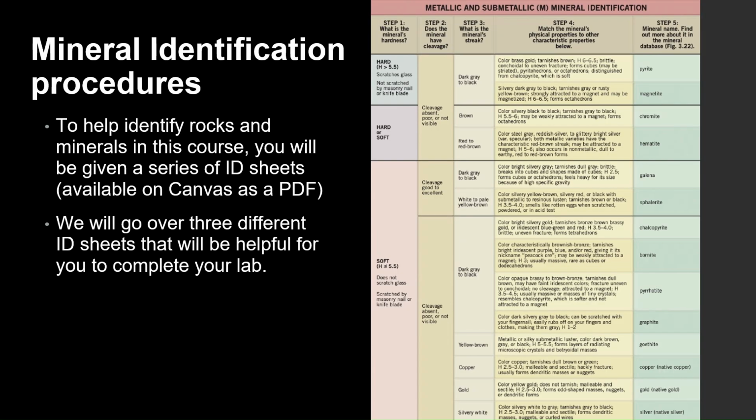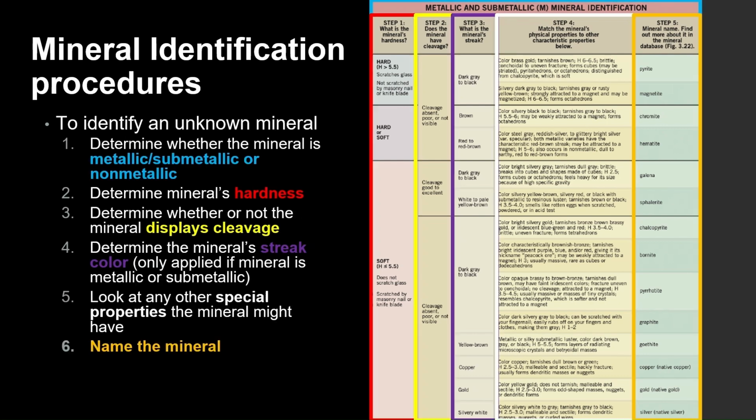During today's lab, you'll use identification sheets to help you figure out which minerals you're working with. We'll walk through how to use each sheet, so pay close attention to what each question is asking you to observe and record. In general, you will be asked to compare and contrast samples based on visual observation.